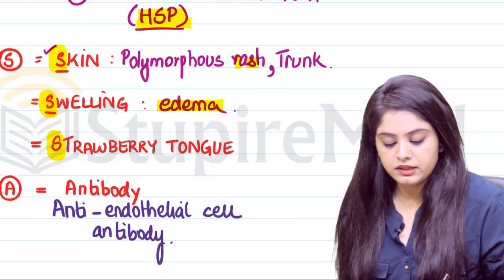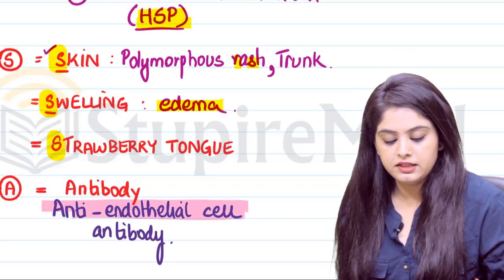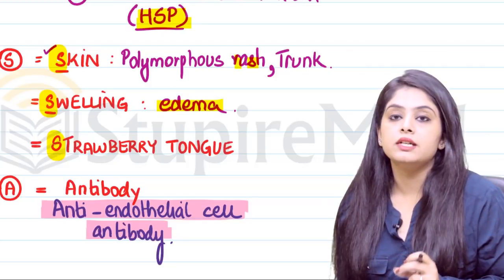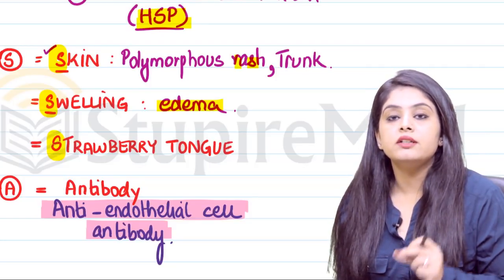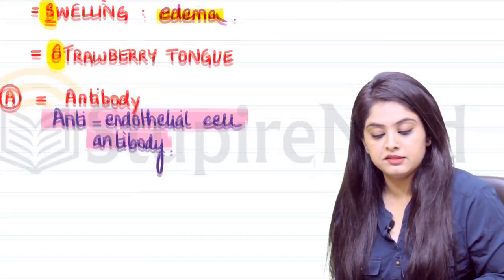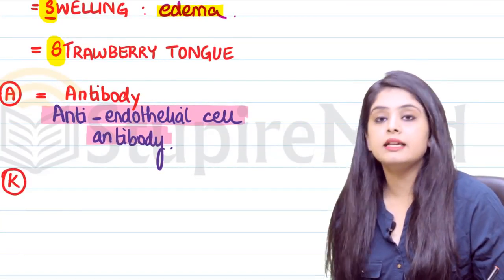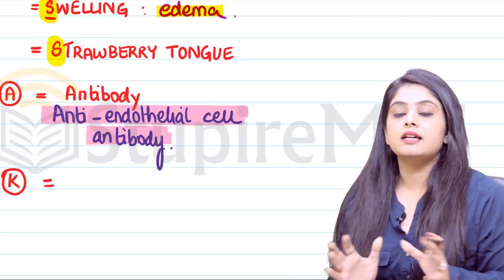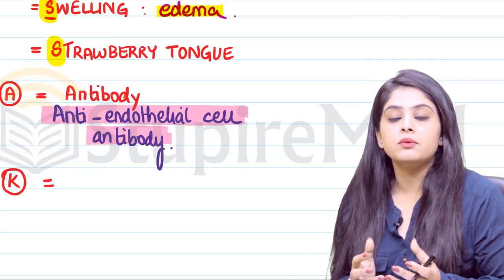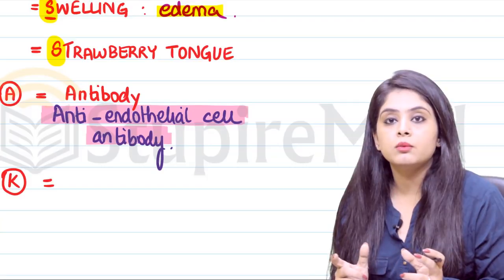Anti-endothelial cell antibody, this is the antibody that is seen in what we are dealing with today. Anti-endothelial cell antibody is seen in Kawasaki disease. Moving on to the next alphabet, that is K. Again, this entire mnemonic was about similar sounding, phonetically similar words.